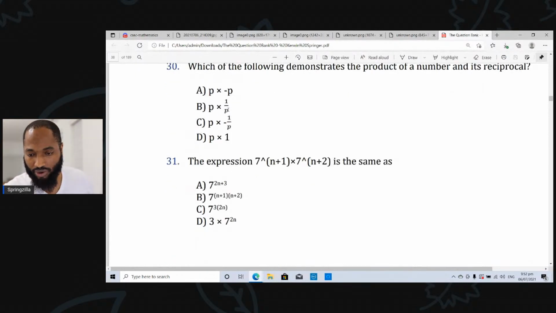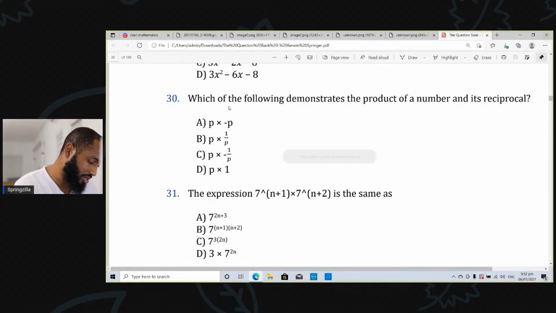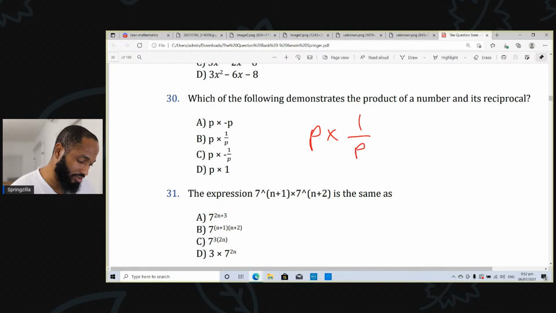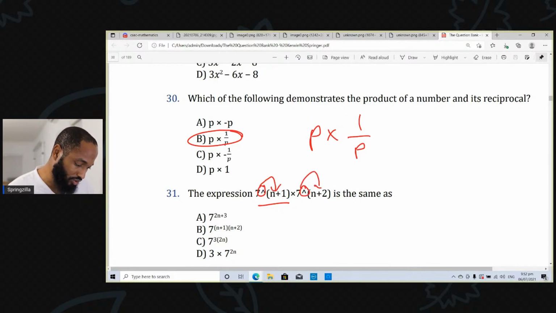I'm skipping the other one. Which of the following demonstrates the product of a number and its reciprocal? Product of a number and its reciprocal. The expression, this, what is that? We don't use that in CXC, so this is a problem with the editing here.